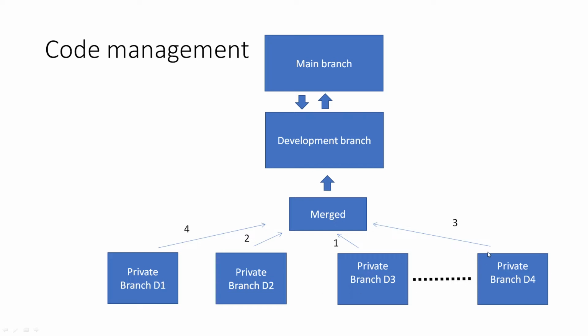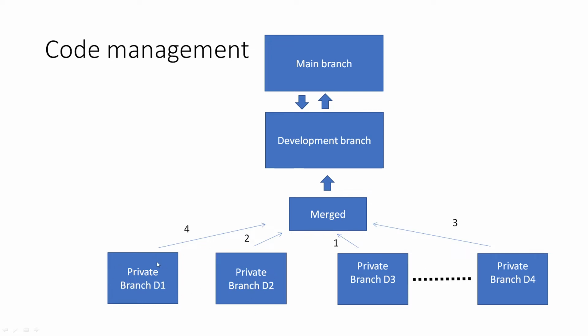I'll repeat it. In code management, all the major code will be available in the main branch, that is, the deployable code will be in the main branch, right? From this main branch, if they want to change a particular code or a module or whatever it is, that code will be copied to the development branch. All the developers will then take a copy of this development branch into their private branch and work on it, right?